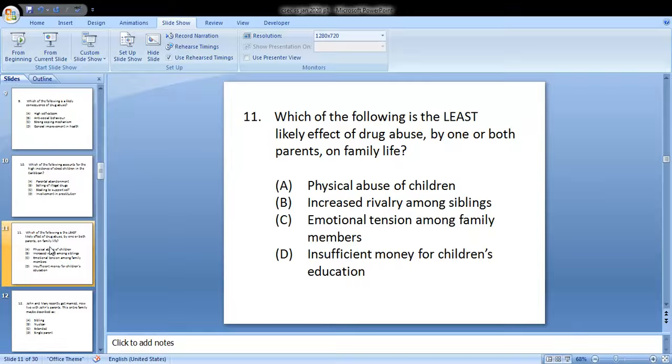11. Which of the following is the least likely effect of drug abuse by one or both parents on family life? A. Physical abuse of children. B. Increased rivalry among siblings. C. Emotional tension among family members. Or D. Insufficient money for children's education. We know it would be B. Increased rivalry among siblings. That would be the least likely effect of drug abuse.